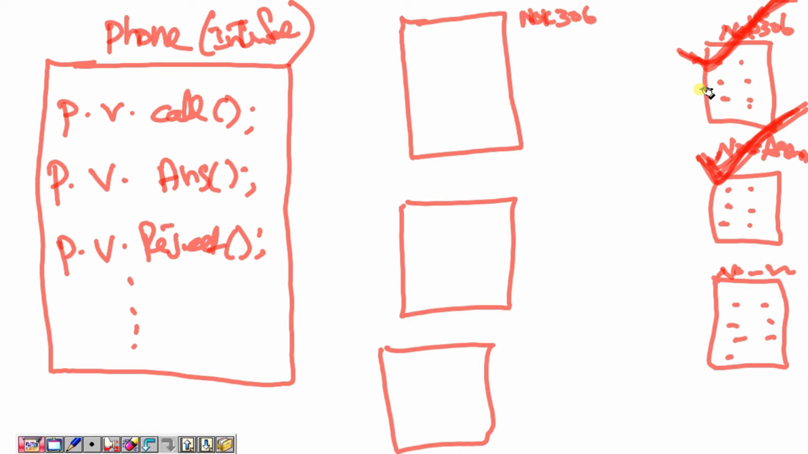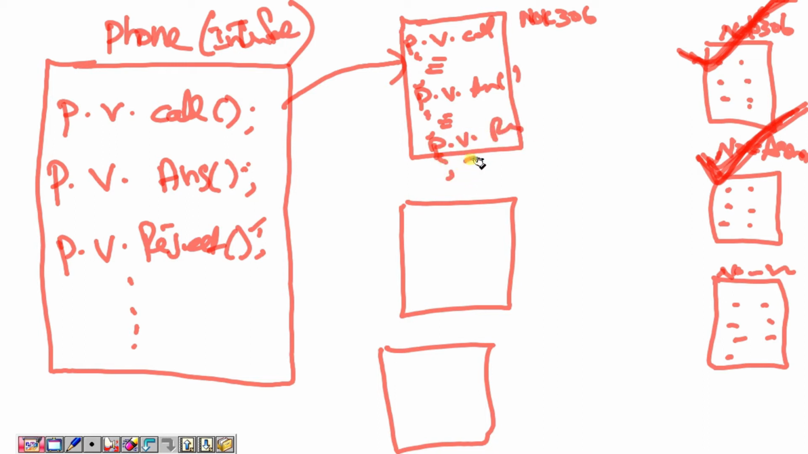So all these methods I can implement: call, answer, reject, as per our Nokia 306 basic mobile. For testing purposes, I can write the related logic here. I have written the logic: public void answer, and here I can write the logic. Public void reject, here I can write the logic. So all these logics will be implemented by this phone only. This is the Nokia 306.